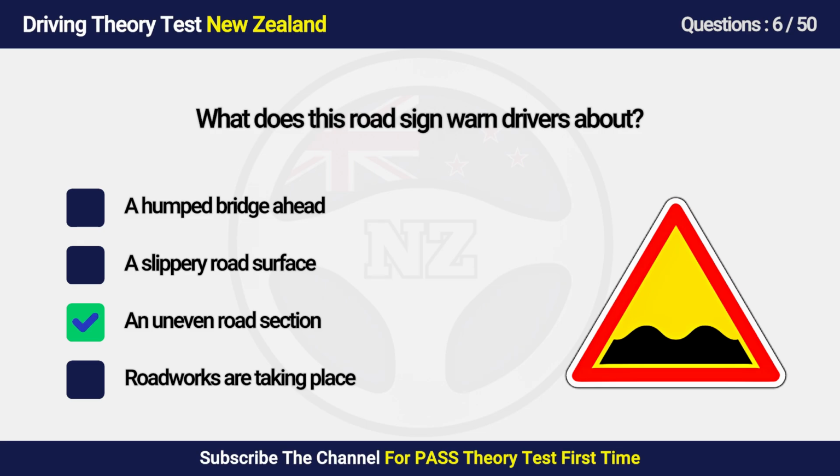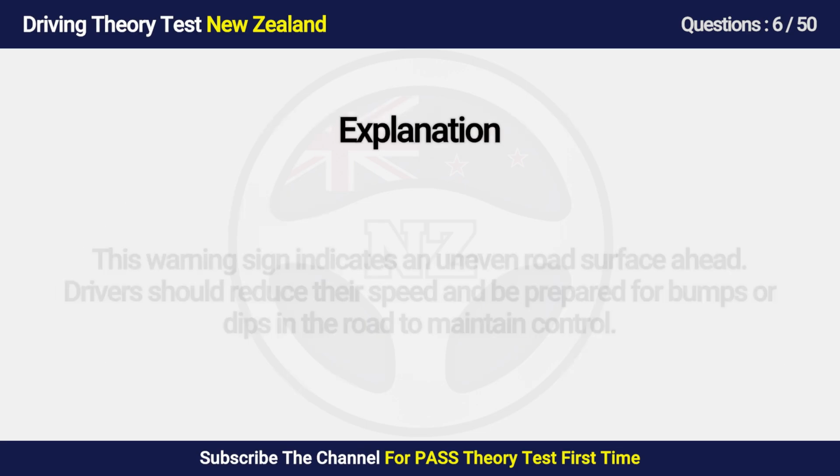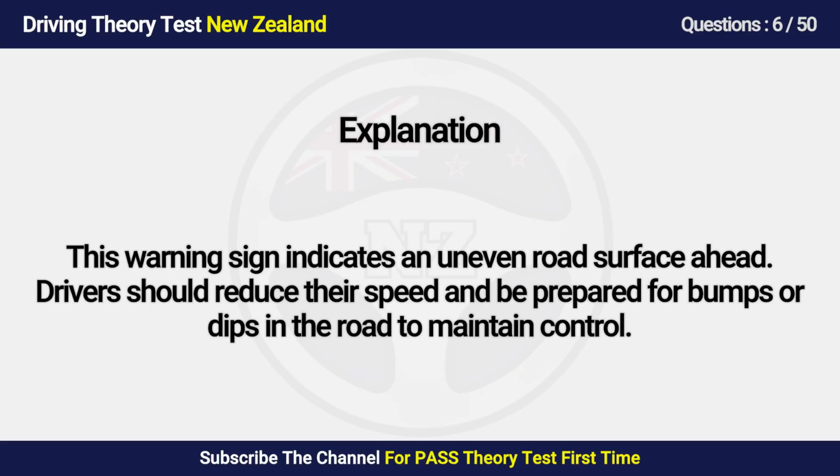Answer is C. An uneven road section. This warning sign indicates an uneven road surface ahead. Drivers should reduce their speed and be prepared for bumps or dips in the road to maintain control.